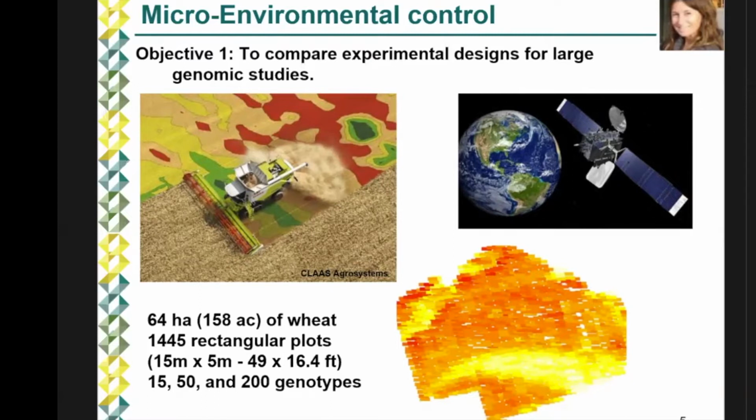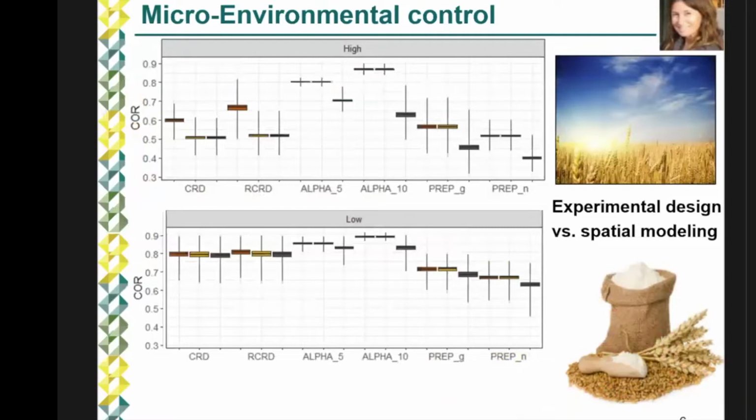So we wanted to see how we could improve on that. What we took is a very large field of wheat. So these were 64 hectares or 158 acres that were harvested in rectangular plots. And then on top of this, we simulated different experimental designs. We simulated some of the most commonly used experimental designs: the completely randomized design, the randomized complete block design, and the alpha, which are incomplete block designs with different numbers of experimental units within a sub block.